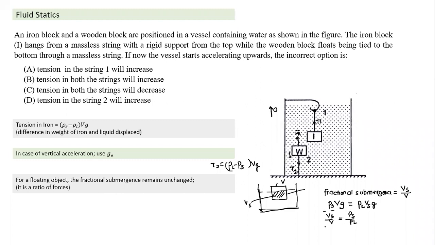And what we notice in this case is that there's a g term here and there's a g term here also. So this term is a ratio and is independent of g. Whatever fractional submergence we have, if this vessel is given upward or downward acceleration, the fractional submergence remains unchanged. There's no change in the fraction which remains submerged.